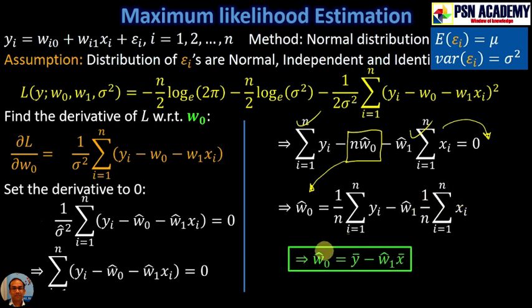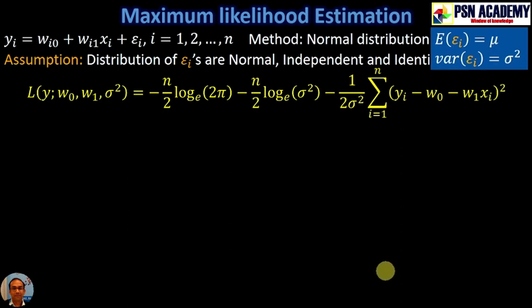Finally, you have got this. w0 hat is y bar, because you are adding yi's up to n, and then you are dividing that sum by n. That means you are getting y mean, y bar, that is the mean of y. So this is equal to y bar. Here also the same thing, w1 hat will be here, but this term will be x bar.